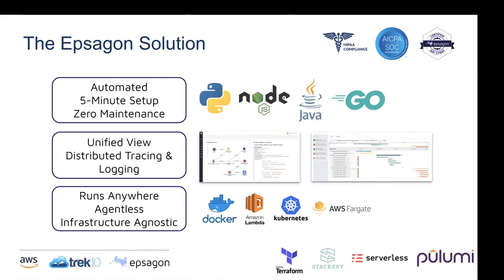Now, in order to get started with Epsagon, we have a set of integrations, as you can see on the bottom right corner, with tools such as Stackery, Serverless.com, Pulumi, Terraform, that can add the code inside with very, very little effort. And in less than 5 minutes, you can be up and running. And then there is really zero maintenance because it's automated. So once the code is inside, Epsagon will figure out automatically what needs to be instrumented.